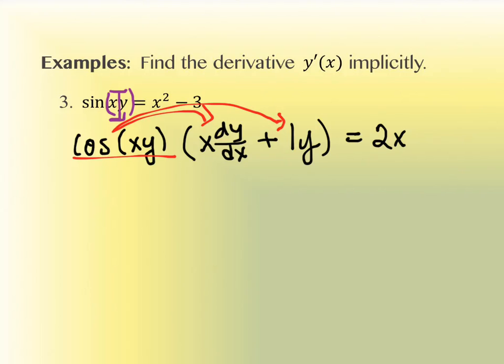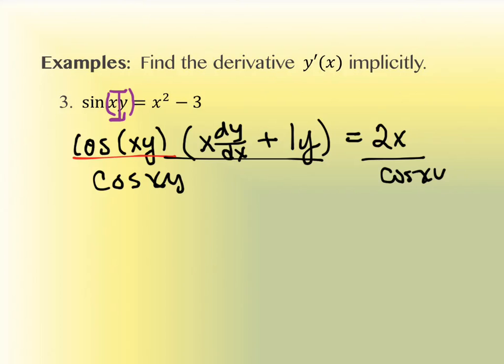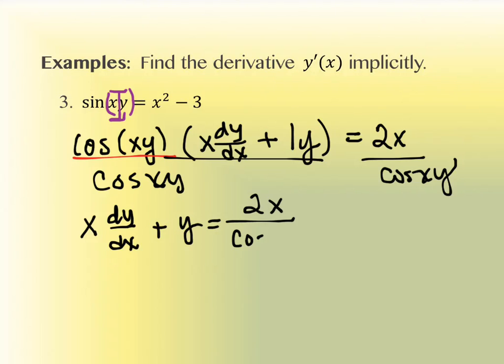So you can do one of two things. You can either distribute it through, or you can do one other thing. Did you think of another option? You can divide both sides. Yep. Do you want to do it that way? To do the division? Okay, we'll do it that way. That's fine. So we can divide both sides then by the cosine of xy, no problem. That leaves me with x dy dx plus y, excuse me, equals 2x over the cosine of xy.